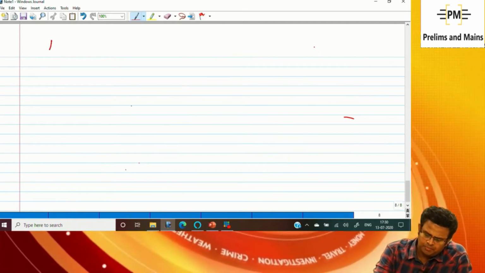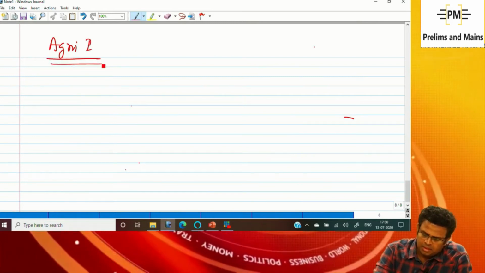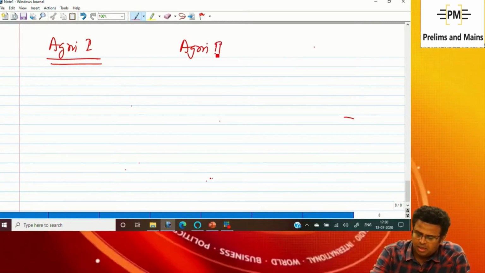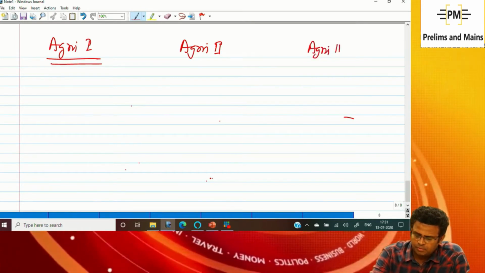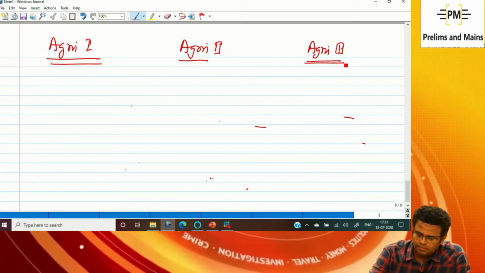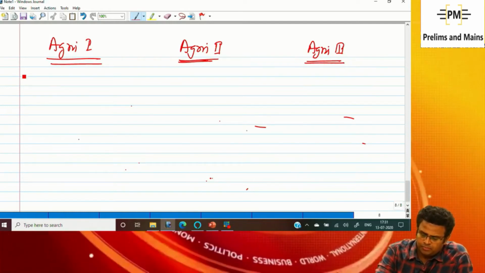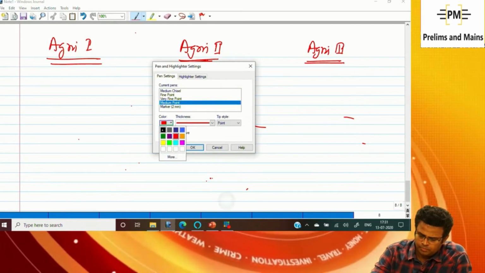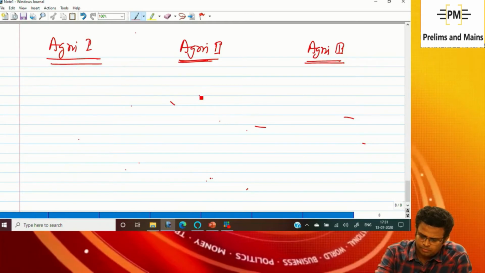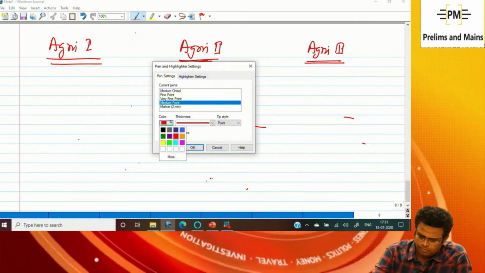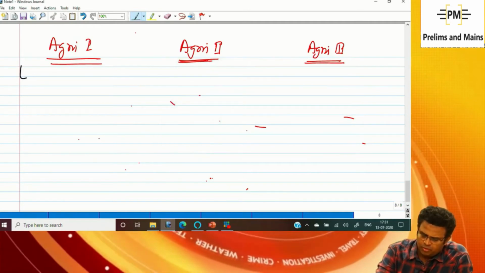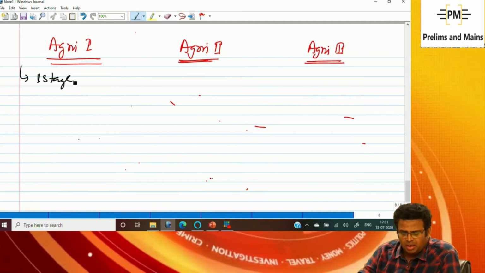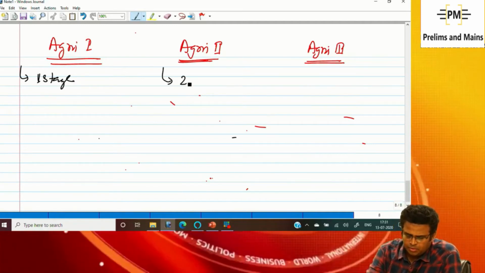Now I am going to see Agni 1, Agni 2 and Agni 3. Agni 1 already all of you know, that it is in one stage, clear. And then Agni 2 and Agni 3 are, I said, two stage.